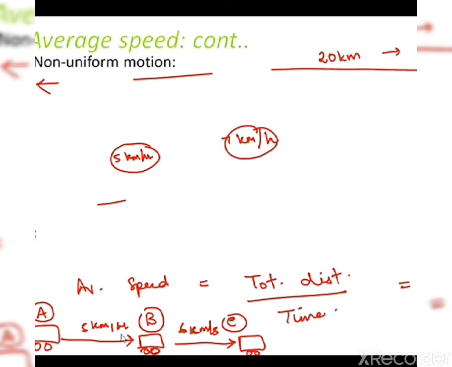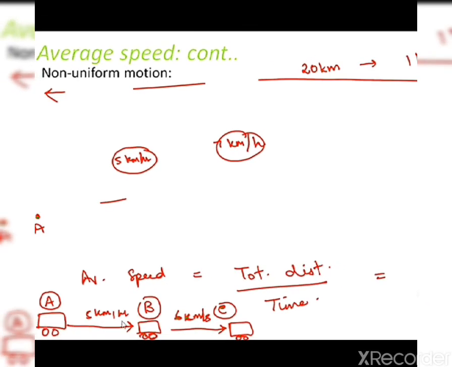Whenever you want to calculate the average speed here, you should always calculate the total distance, then you should divide it by the total time taken. So in this case, total distance AC divided by the total time taken. So this is the correct way, okay?